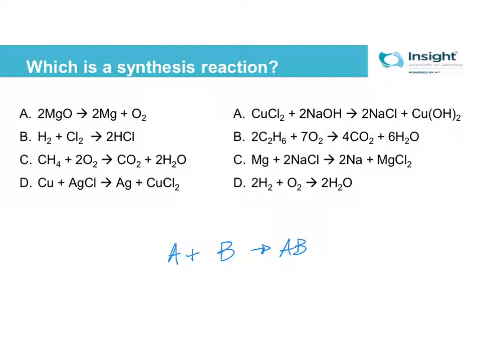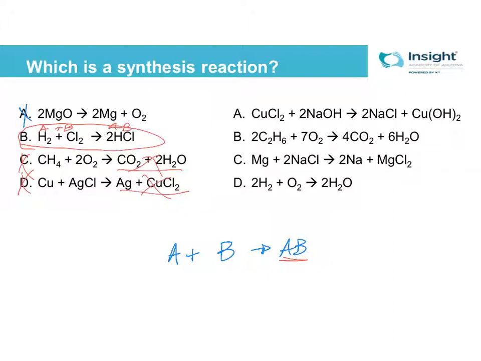If I were to narrow some things down, I want two reactants. I need to have two separate reactants. That automatically gets rid of A, because that only has one reactant. The rest of these all do have two reactants. But the next thing I need to look for is having a single product. C and D have two products, so I can cross those out. So B here is my synthesis reaction. You can think of it as A plus B, and that's AB.